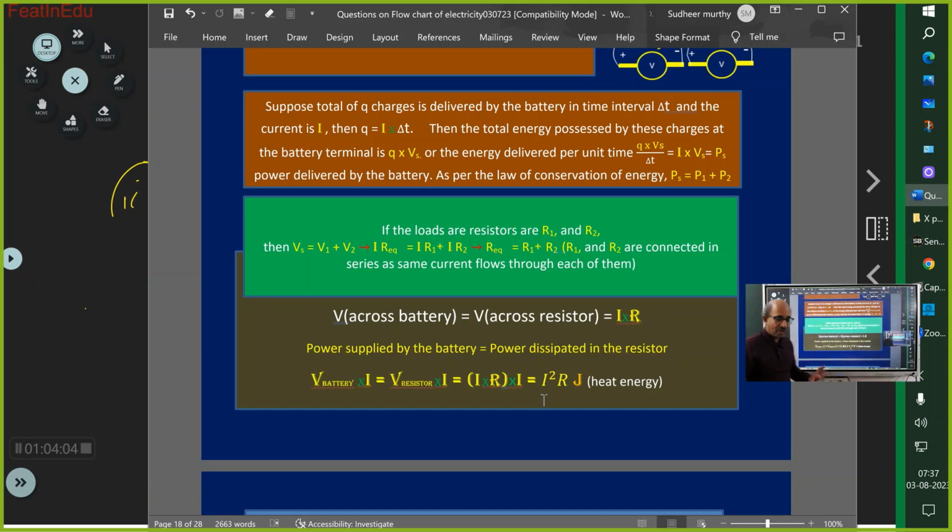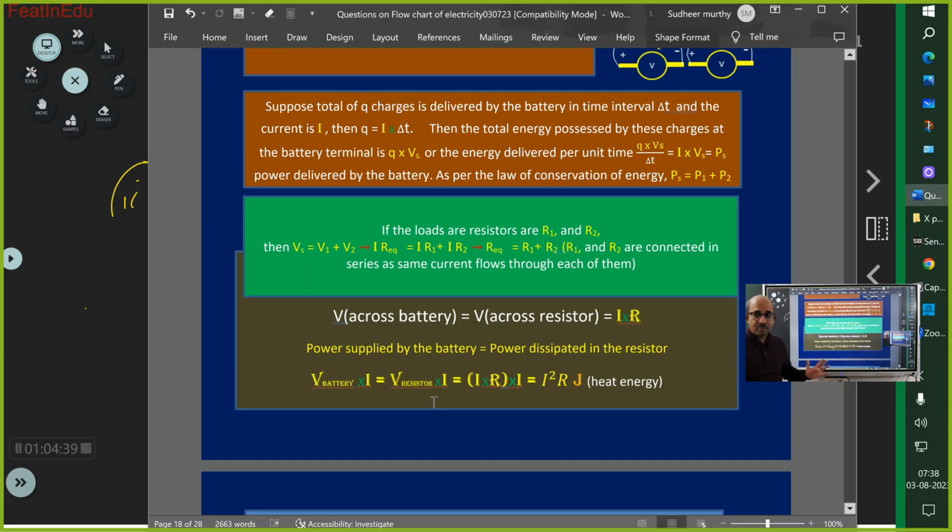See here, you try to understand. This should be understood as power given by the battery. This should be understood as power dissipated. This equal to sign in physics means this physical quantity is numerically equal to this physical quantity. You should know. See, this physical quantity to the left is power given by the battery.